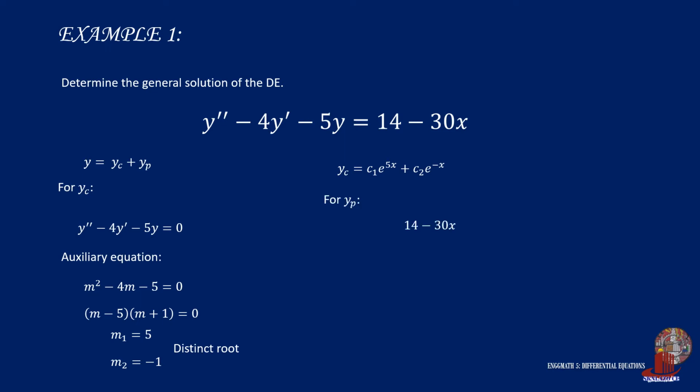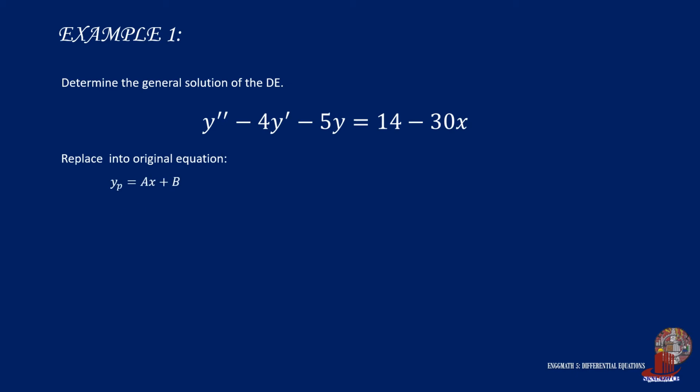For yp, focus on the structure of f of x, which is 14 minus 30x, a polynomial, so the pattern of yp is ax plus b. Take the derivative according to the degree of the differential equation. In this example, we have y double prime, which requires us to take the second derivative of yp. So y prime of p is just from ax, which is a, and as b is a constant, we are going to have it as 0. And then the second derivative of yp is just 0.